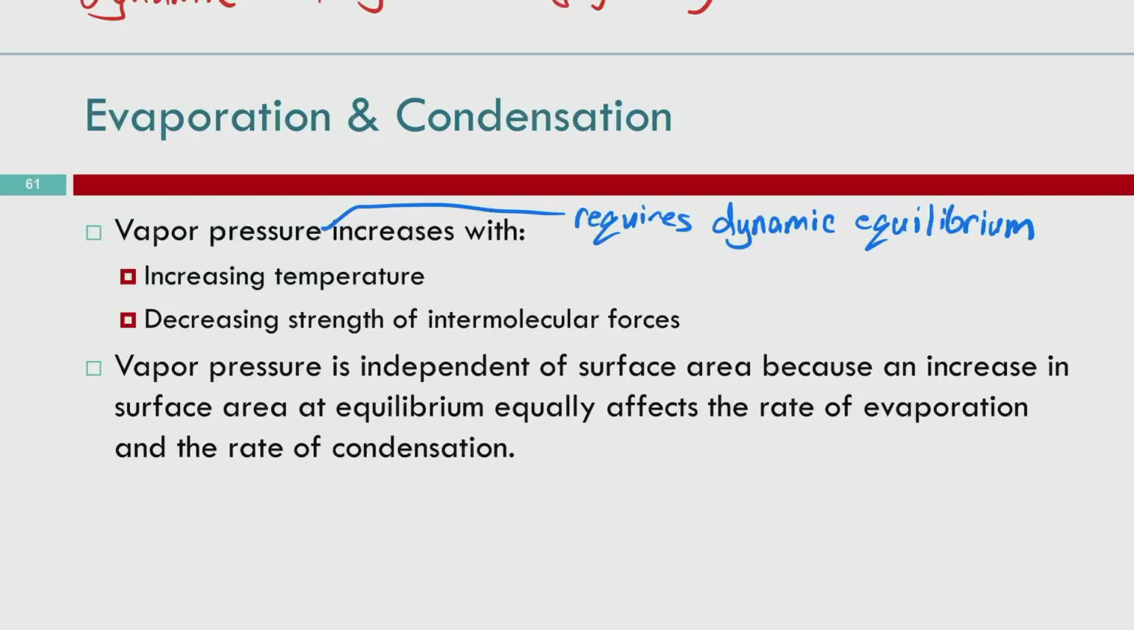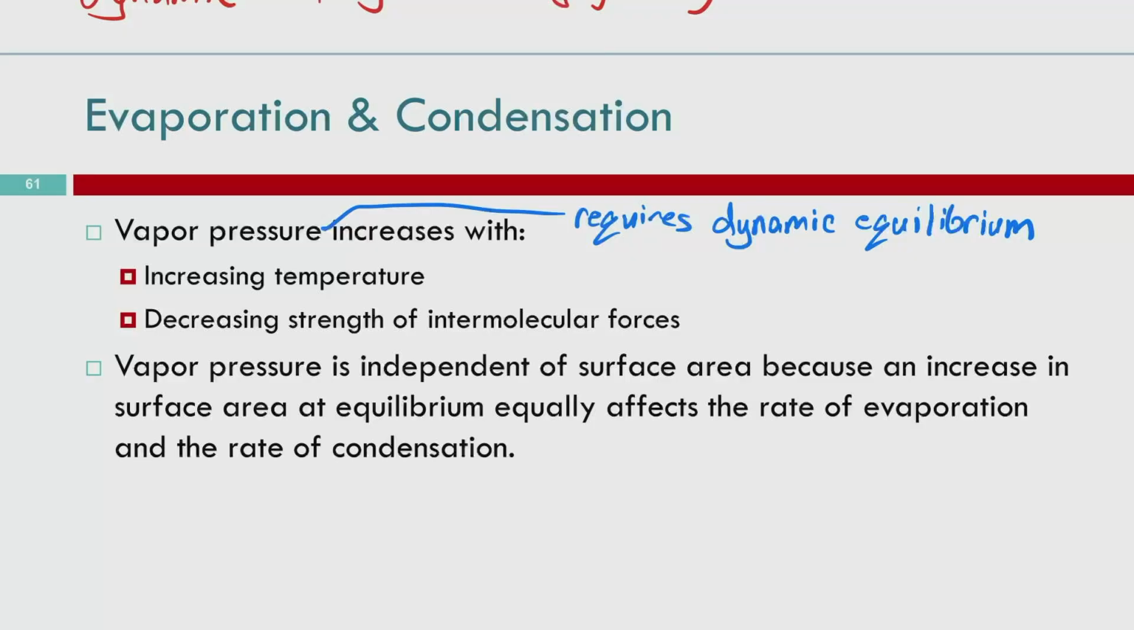So we're getting more of those molecules above that vaporization line. That's my favorite graph. Increasing temperature, we've got more things that can escape, and decreasing strength of intermolecular forces will also increase vapor pressure. The thing that's missing here, that we saw on the previous slide, is surface area. And the reason surface area is missing is that at dynamic equilibrium, the rate of evaporation and the rate of condensation are the same. Surface area affects both of those, and so it ends up canceling out.